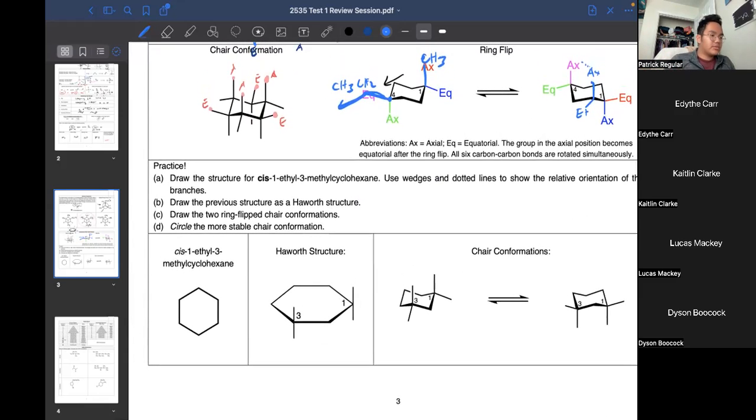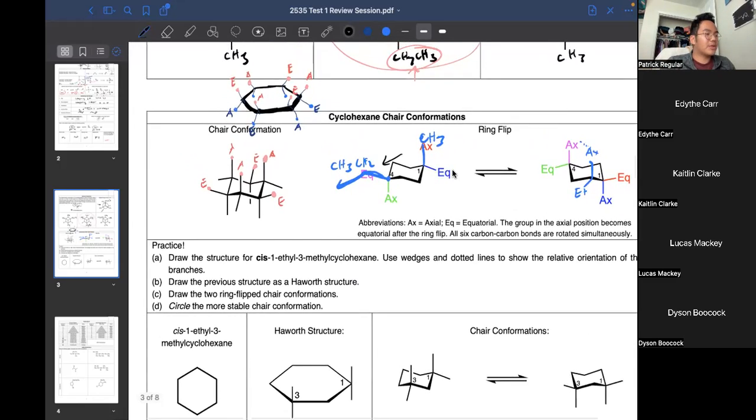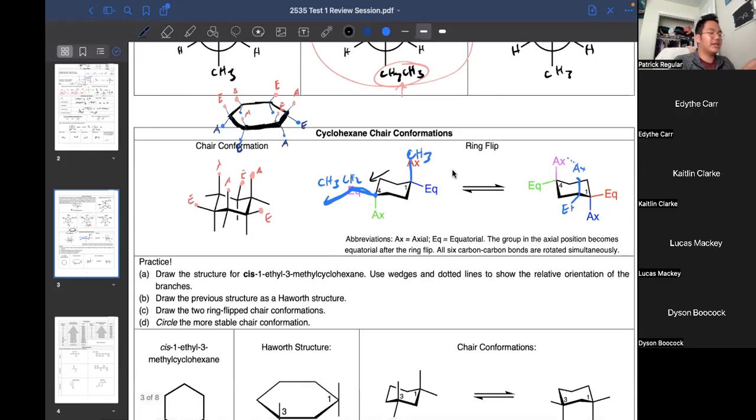All right. So, I had a question. Can you explain what exactly the ring flip is? The ring flip basically reverses all of it. So the ring flip changes every axial position you have. Every axial atom now becomes equatorial. And every equatorial atom you have on that carbon ring becomes axial.